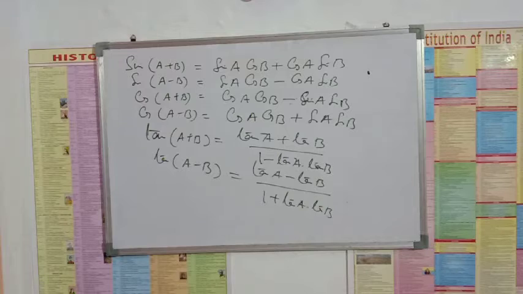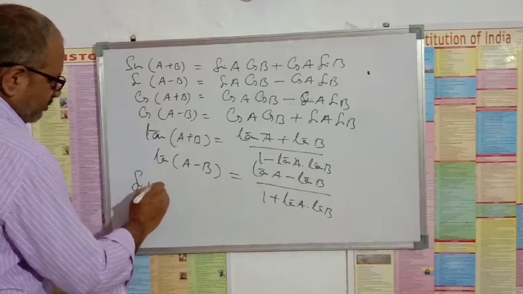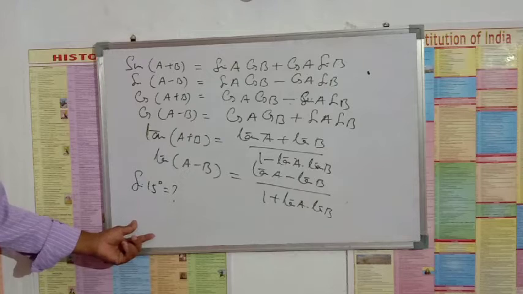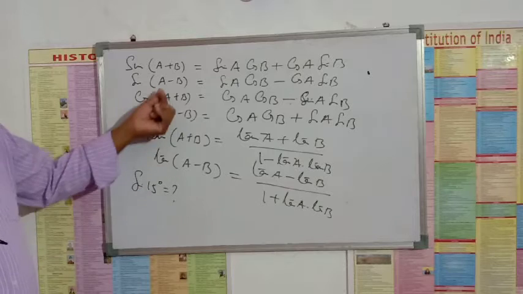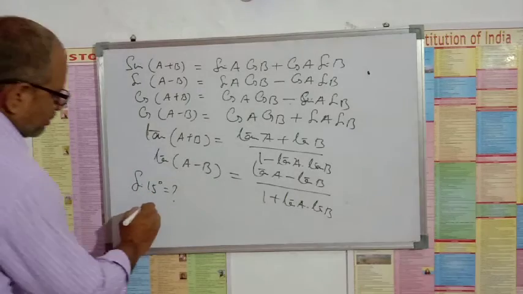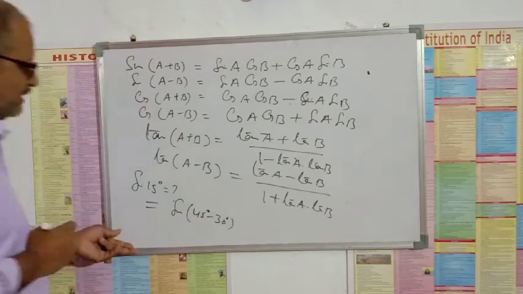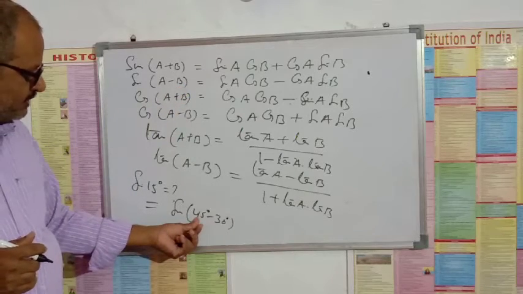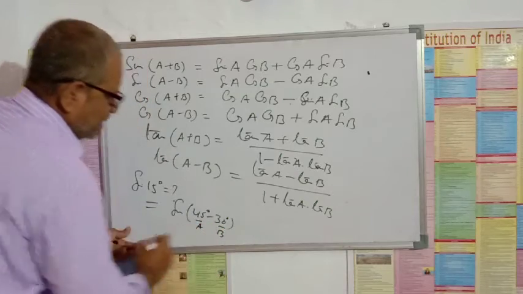Firstly, we will find how we can find the value of sin 15 degrees. In place of 15, we will write 45 minus 30, which is 15. So we can write it sin(45 degrees minus 30 degrees). So we can apply here the sin(A-B) identity, where A is 45 degrees and B is 30 degrees.